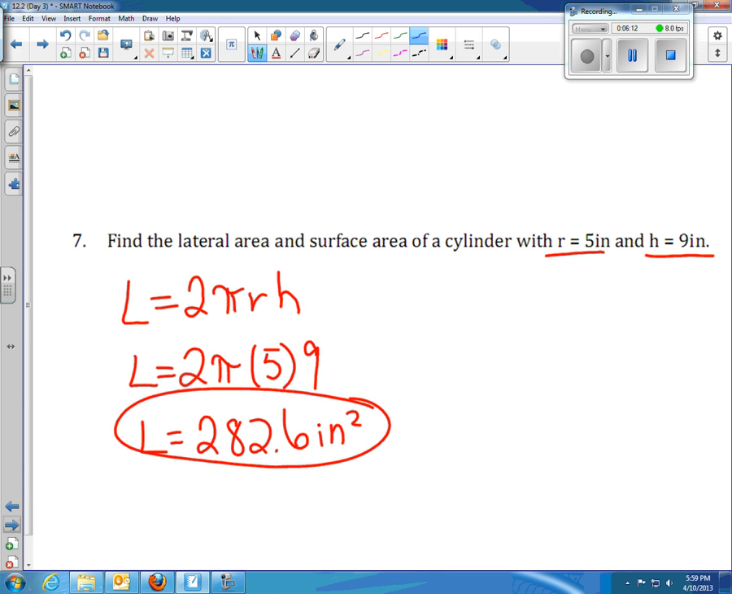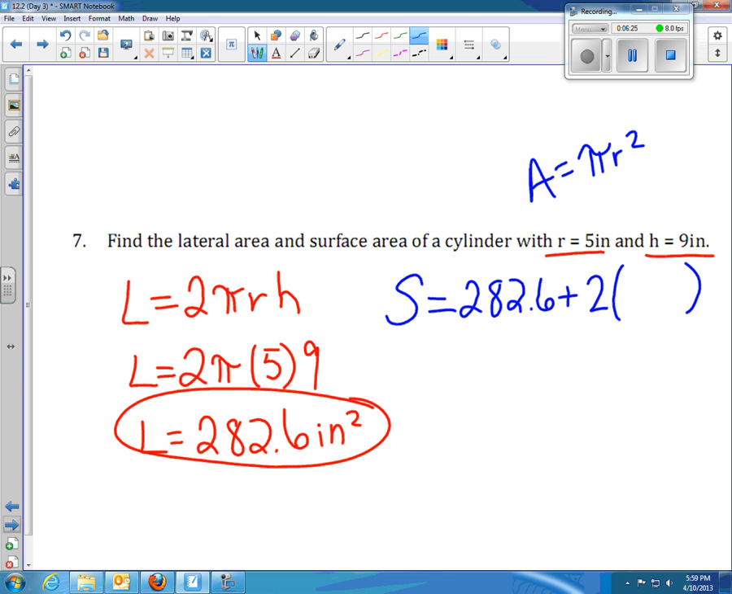All right, so on this next problem, we're going to just crank through it again. Surface area is our lateral area plus 2 base areas. Base area is pi r squared. So we're going to have pi times our radius squared. Plug and chug, put it into that calculator. All right, go ahead and do that. And we end up with 439.6 inches squared.